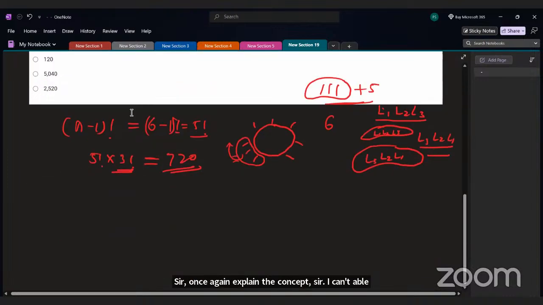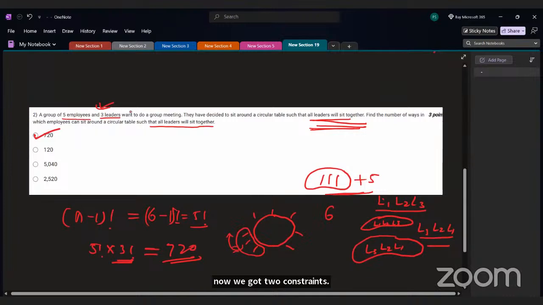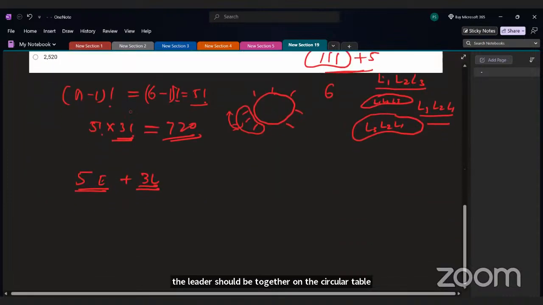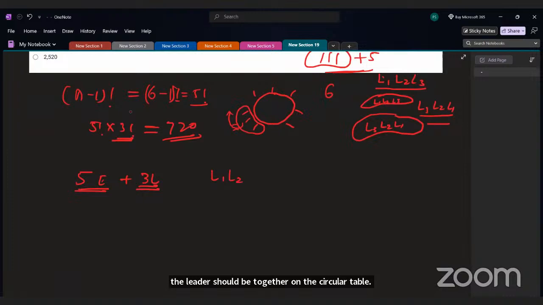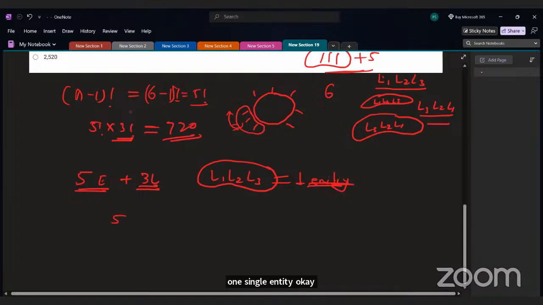Okay, just wait. So basically, in this question, we have got 5 employees and 3 leaders. Now we have got only one constraint: that the leaders should be together on the circular table. What does together mean? They should be around each other, like L1, L2, L3 should sit together. So to meet this constraint, we are tying all three together and treating this as one single entity. Now we have got 5 employees and one this entity.